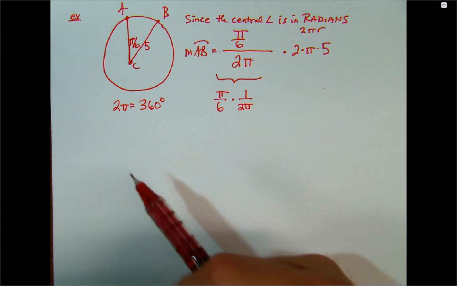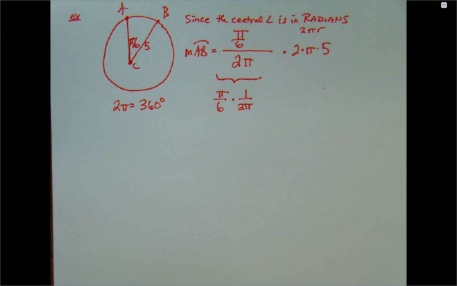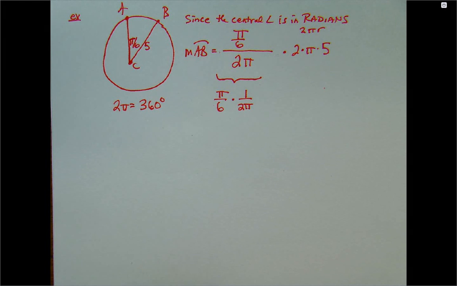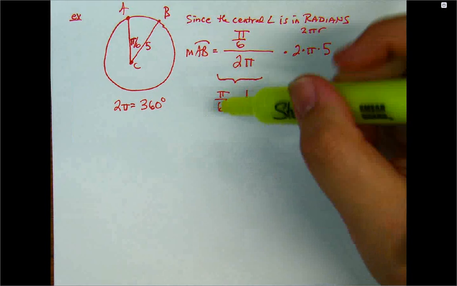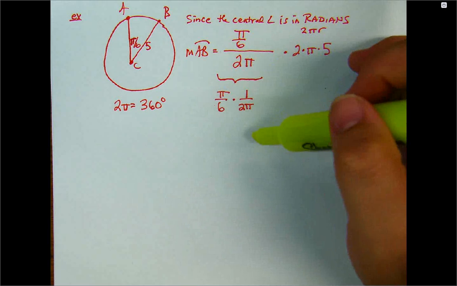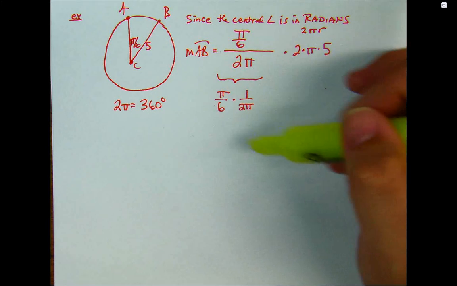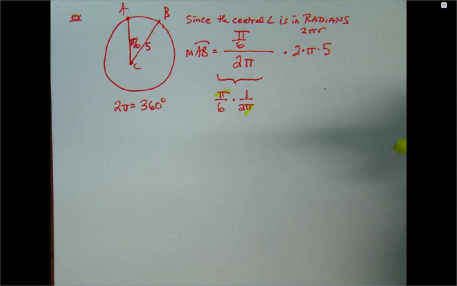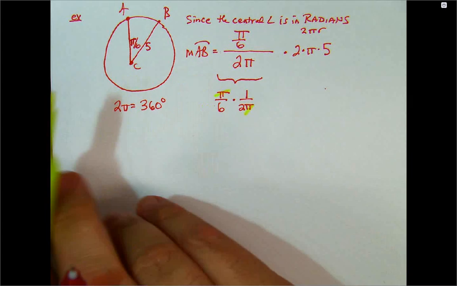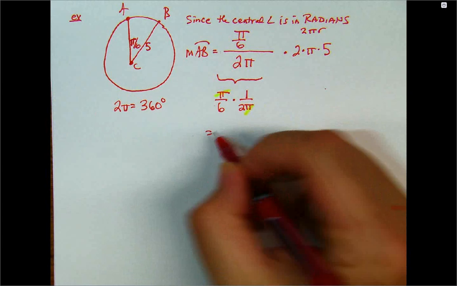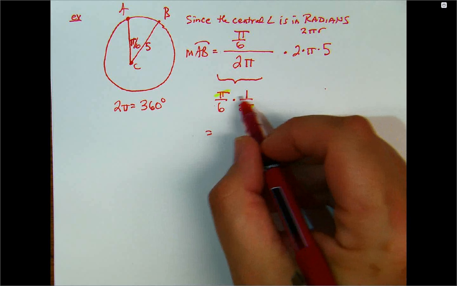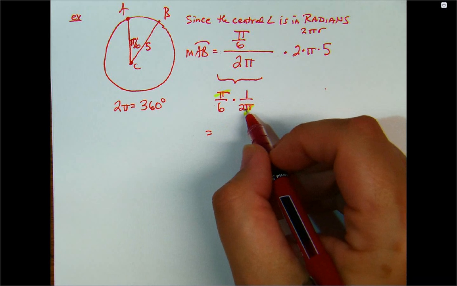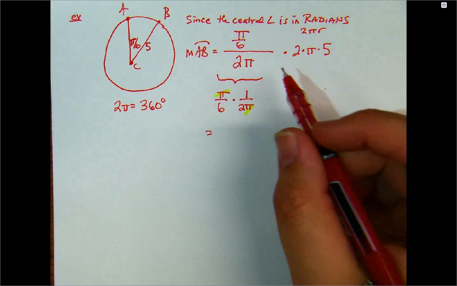Is there something in the top and in the bottom that's the same that we can divide out? The pi's can go away. So I'll be left with 1 over 6 times 2. And that's the nice thing when you're dealing with radians. The pi's are going to divide out, and you're going to be left with numbers. This is really just 1 over 12.